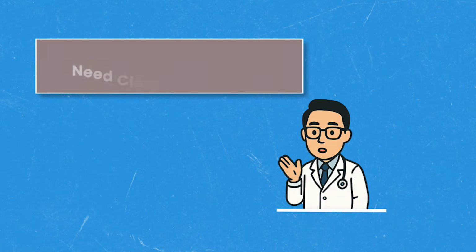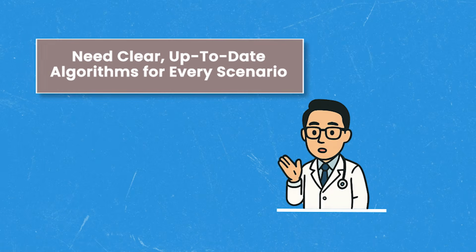I need to know all of the up-to-date algorithms so that I know exactly what I should do in every single scenario. Now, the challenge with that is that not every scenario is going to map perfectly with what you learned. And if you try to memorize every single possible variation of scenarios, you're going to end up with a lot of things that are going to get jumbled together in your head.